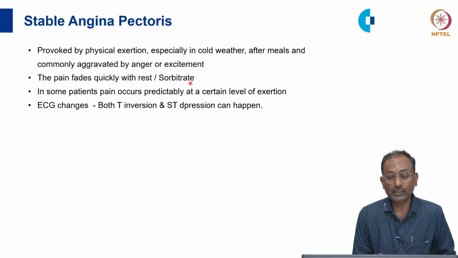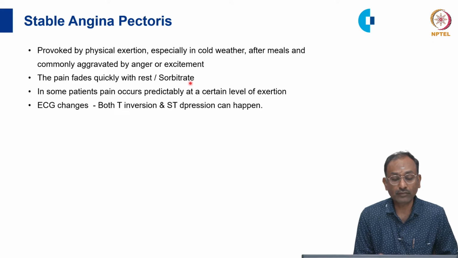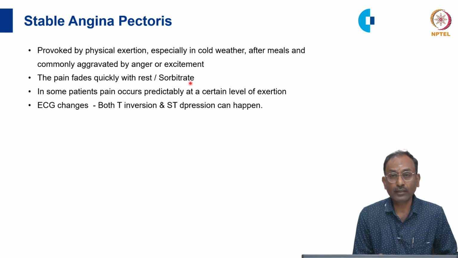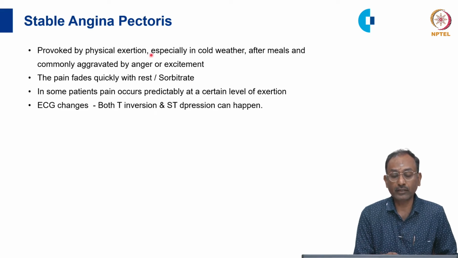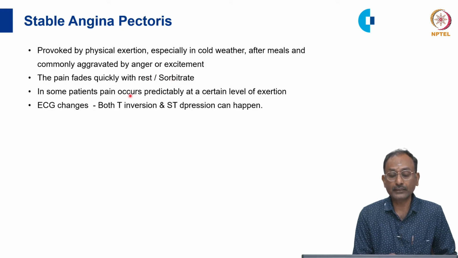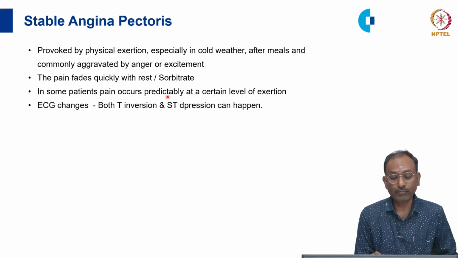Coming to the ECG features of each individual disease, first we will take stable angina pectoris. We all know that the clinical feature of stable angina pectoris is pain which is provoked by physical exertion, especially in cold weather, especially after meals, and commonly aggravated by anger or excitement. The classical feature of the pain is that it fades quickly with rest as well as with sorbitrate. In some patients, pain occurs predictably at a certain level of exertion. So, they have a classical angina on exertion.